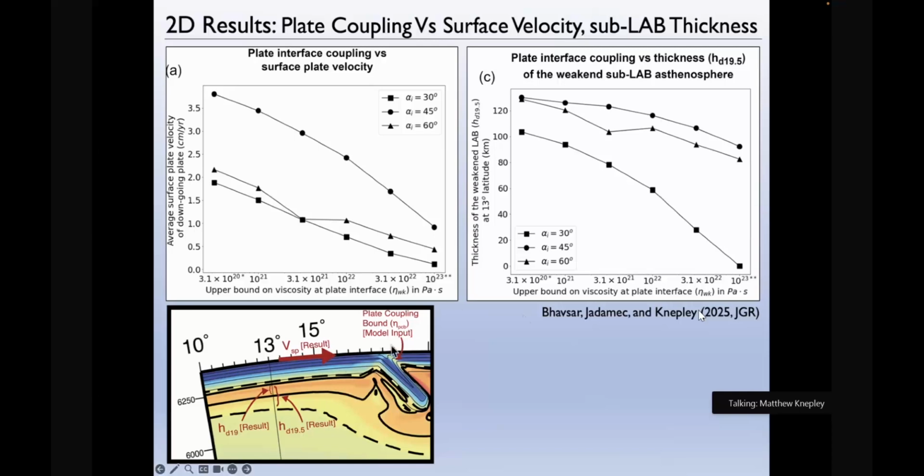And what does that mean? What it means is that if you decrease the coupling at the interface, as a constraint on the model, so this is strong to weak, as expected, your surface motion here goes up. So you make the interface weaker, this speeds up. But one of the things that you don't necessarily expect is that as this gets weaker, you get more dynamic weakening in the asthenosphere, and this thickness of weakening below the plates increases. So as our plate interface that we imposed gets weaker, the thickness of this layer gets larger.